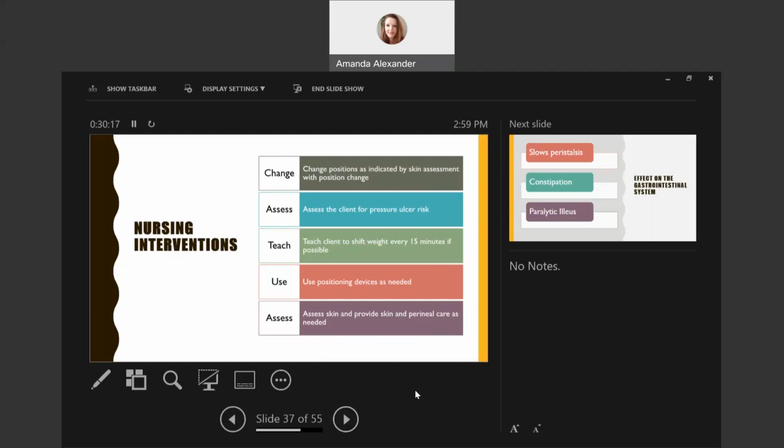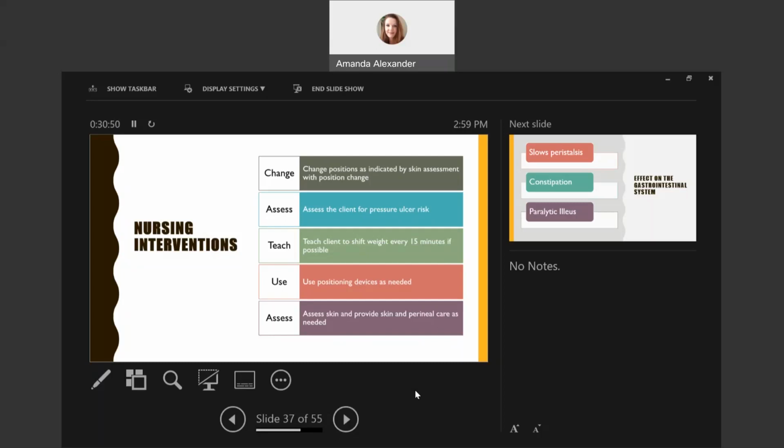Assess the client for pressure ulcer risk. So you're going to do a Braden scale and check for pressure ulcer risk. Teach the client to shift weight every 15 minutes if possible. This education is necessary for our patients that are chair or bed bound. Use positioning devices such as a trochanter roll, pillows, and hand positioning devices to help with preventing skin breakdown.